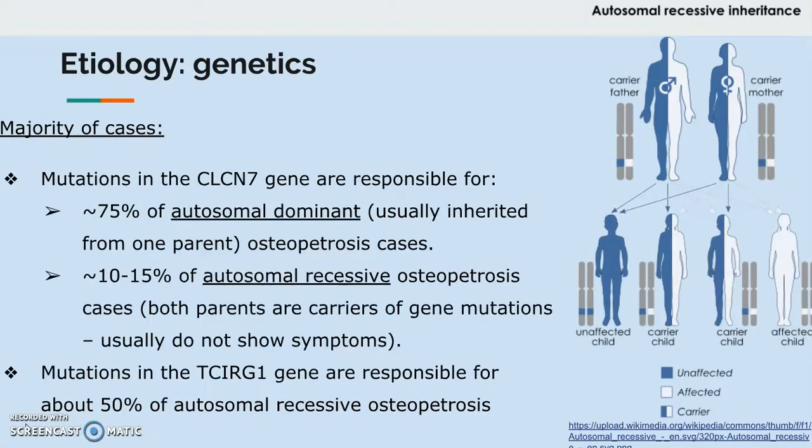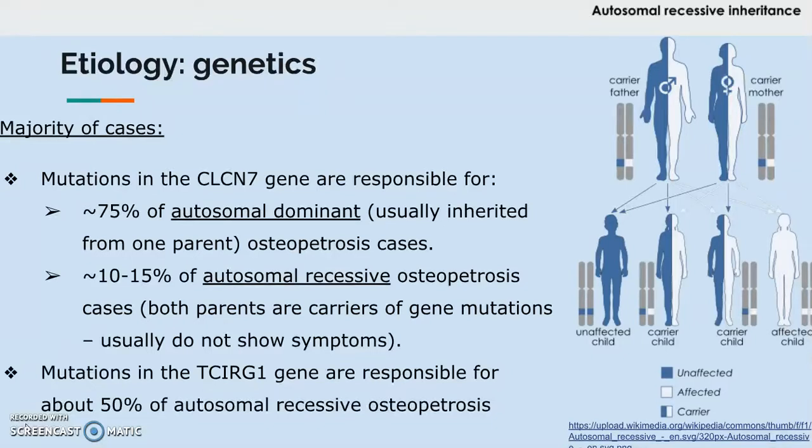So the inheritance pattern of osteopetrosis can be autosomal dominant, which means that the gene mutation is inherited from one parent with the disease, but it can also be autosomal recessive inheritance, which means that both parents are carriers of the genetic mutation, even though neither show any symptoms of the disease.